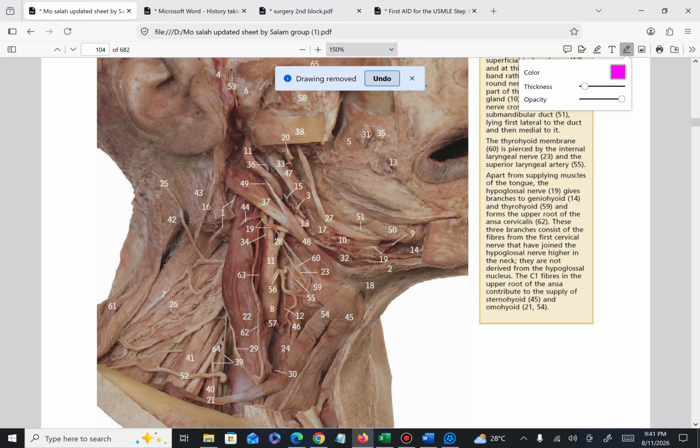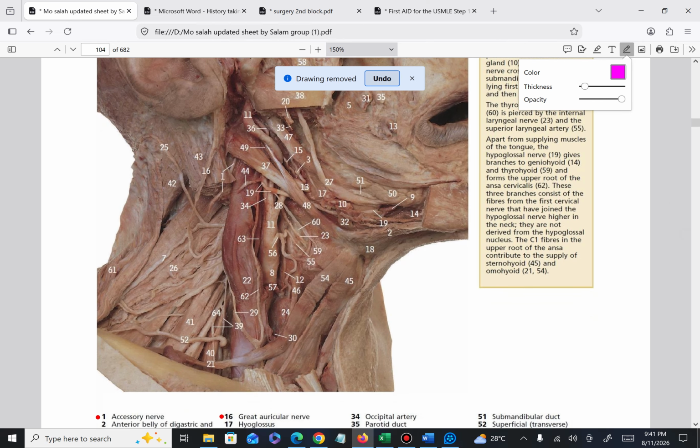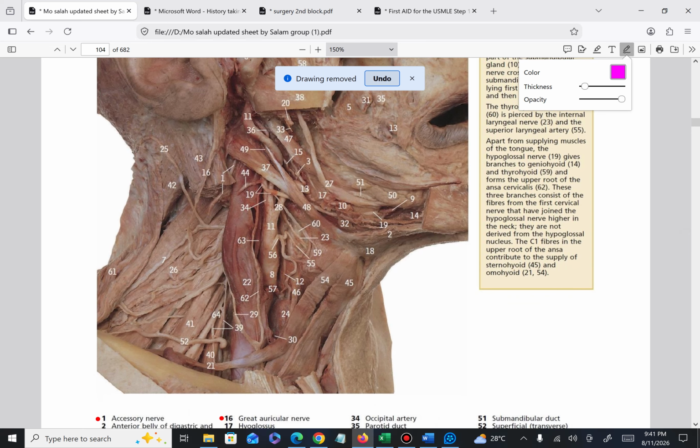Submandibular gland. This is the deeper part of the submandibular gland, hypoglossal nerve, lingual nerve, facial artery, submandibular duct, deep lingual artery. So these are the contents of the submandibular triangle.